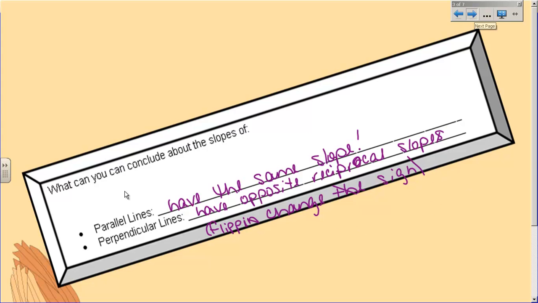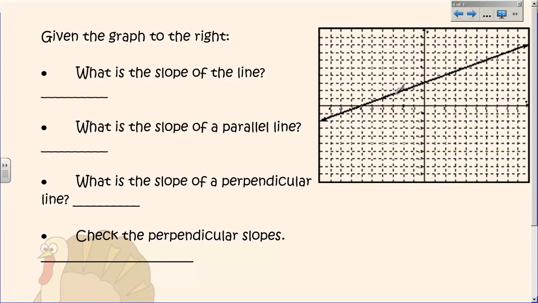So we're going to do some practice. Okay, we have a graph right here. First thing we're going to do is find the slope of this line. So step 1, find 2 pretty points. There is one right here, and there is another one right here. And so to find my slope, I'm just going to count rise over run. So to find my rise over my run, I go up 1 over 2. So the slope of this line is 1/2 because I went up 1 and to the right 2.